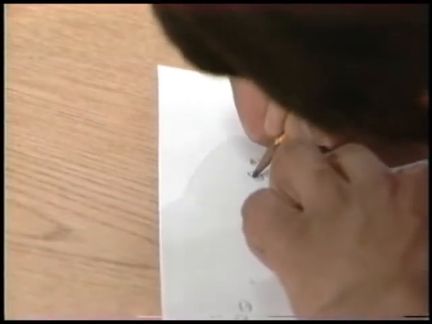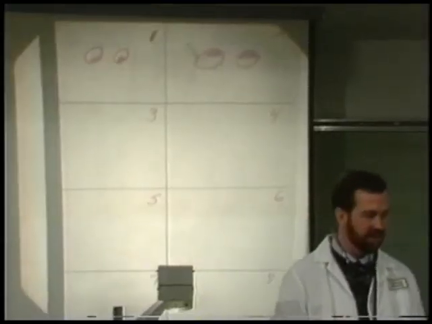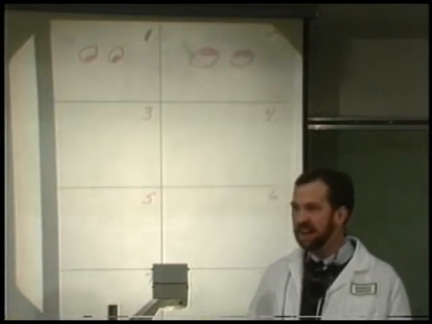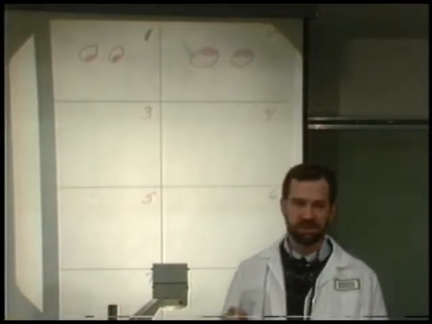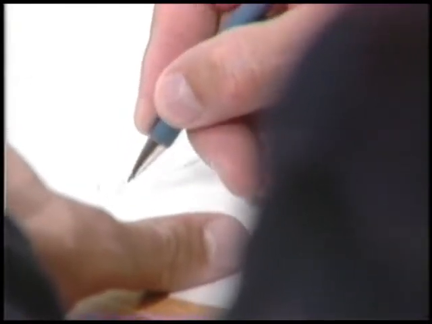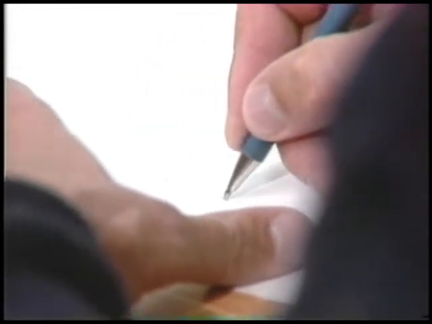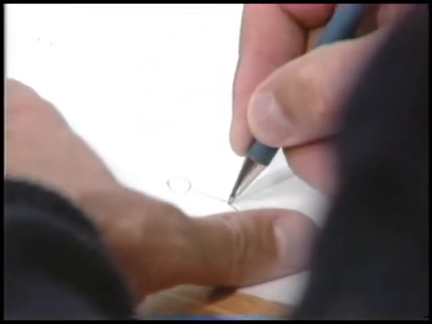In square number 5, draw a man standing on one foot.